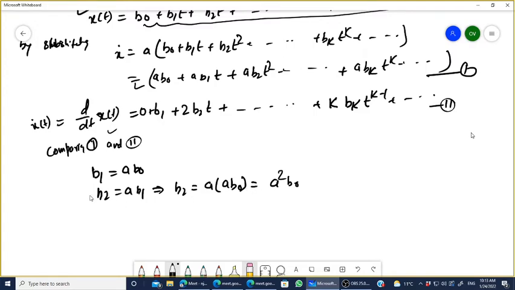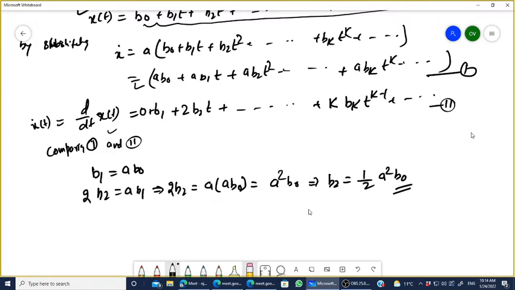Sir, 2b2 is equal to a square. Yes, 2b2. Very good. So b2 becomes 1 by 2 a square b naught. You are right. Thank you.